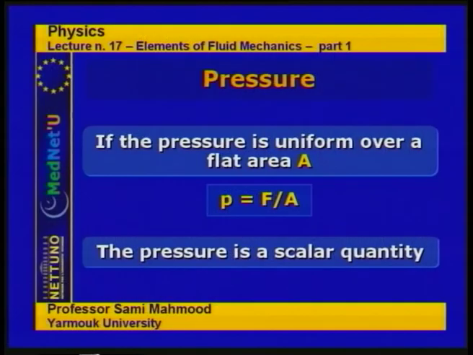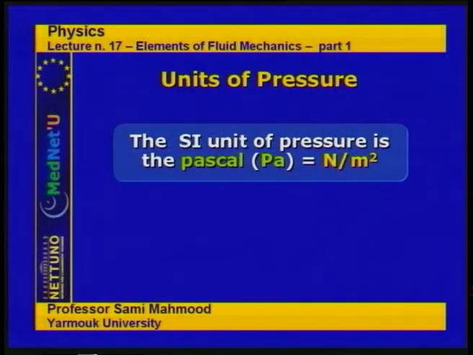The pressure is a scalar quantity. It's not like the force. And the units of pressure, as the definition implies, is in the international system Newton per meter squared. It is the units of force divided by area. That is Newton per meter squared. And that unit is called Pascal and abbreviated as capital P small a. So the Pascal will be the unit of pressure in the international system of units.